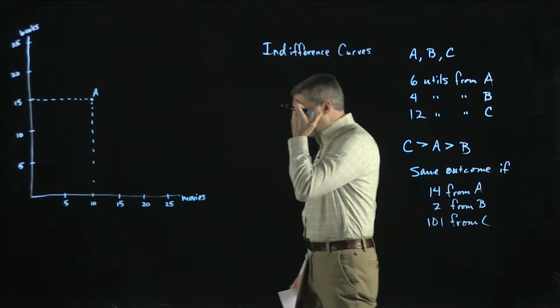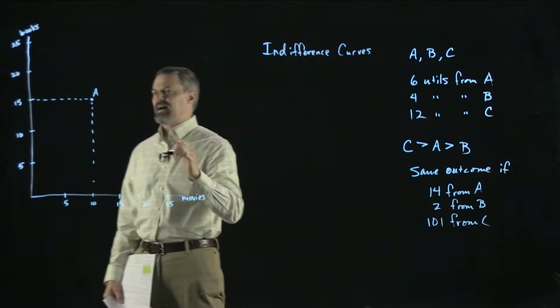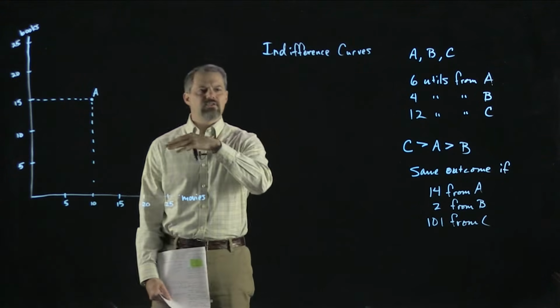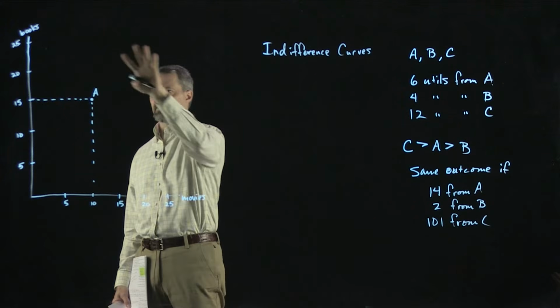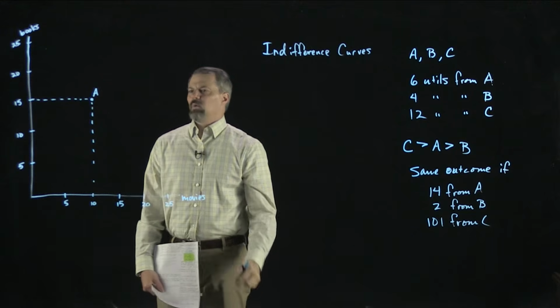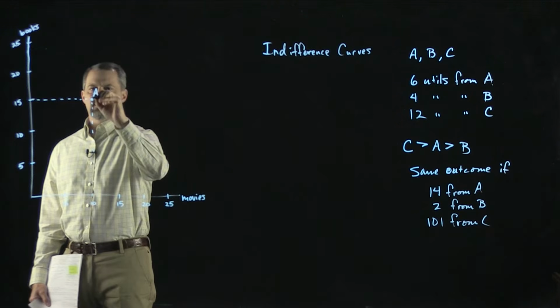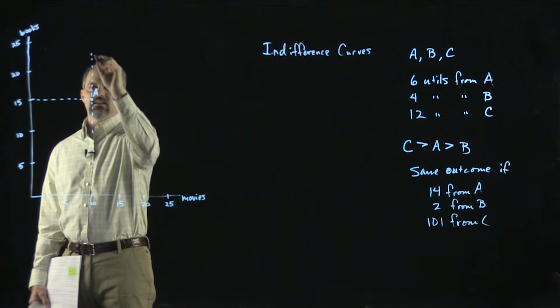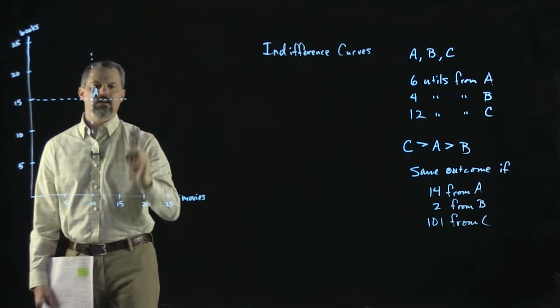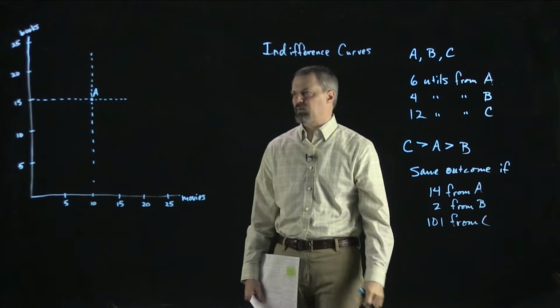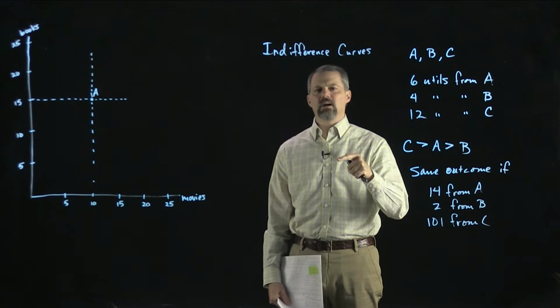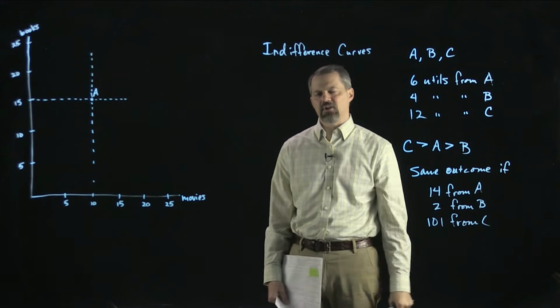What we want to do is to be able to say something about how Bundle A compares to other bundles on this picture. There's an infinite number of bundles on this picture. I can extend this dotted line up like this, and I can extend this one over here, and using the assumptions that we made about consumer preferences, we can easily compare Bundle A to a whole bunch of other bundles on that picture.